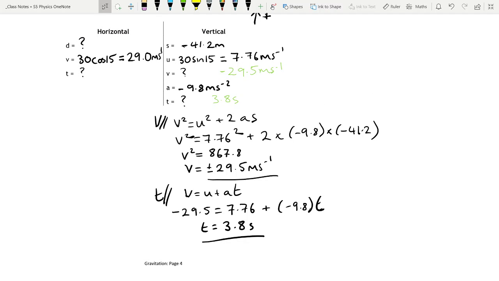Right, now we know the time, we can now use that in our horizontal motion. Because the time is obviously going to be the same. So to find the horizontal distance, horizontal speed times horizontal time. So 29.0 times 3.8, which comes to 110 meters. In example 1, the distance was 87. Example 2, 110.